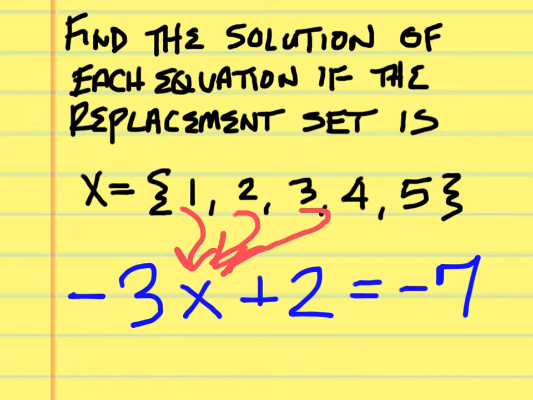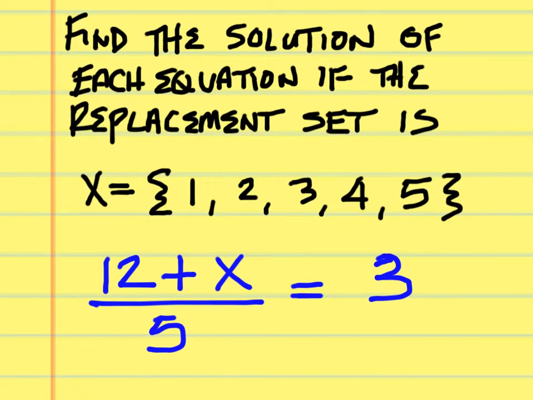Negative 3 times 3 is negative 9. What's negative 9 plus 2? Yeah, so that works out. If you put a 4 in there or a 5, it's not going to work out. So 3 is the right answer.